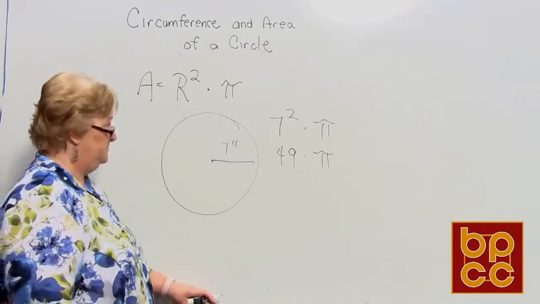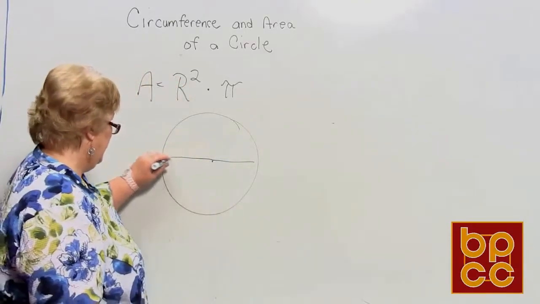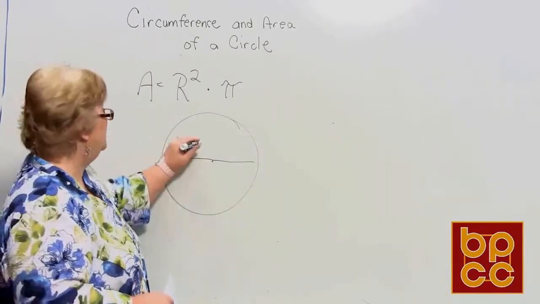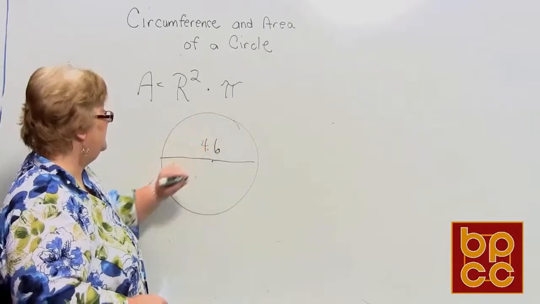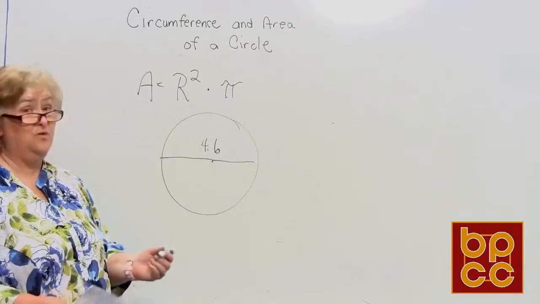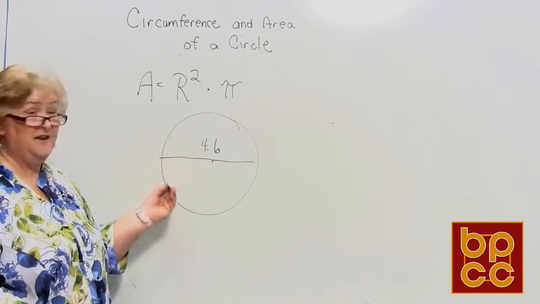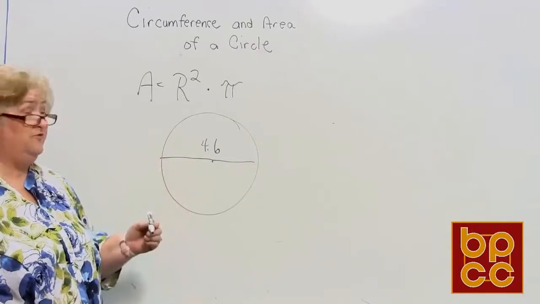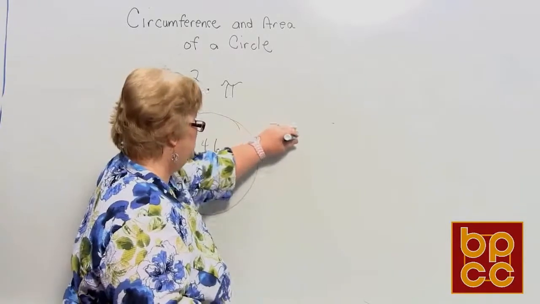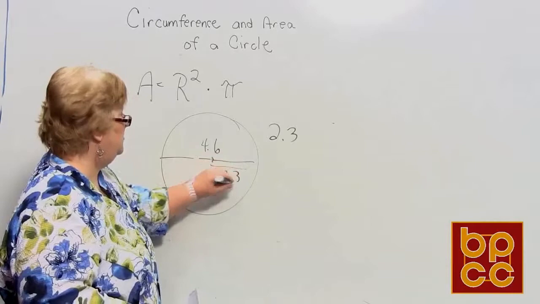Now let's try this one. Sometimes, even though we want radius, they end up giving us the full diameter. And this time I'll give you a decimal to make it exciting. The full diameter is 4.6. Now I don't want the diameter, I just want the radius. So I'm going to have to divide this in half. And when I divide 2 into 4.6, I'm going to get 2.3. So the radius in this case is 2.3.